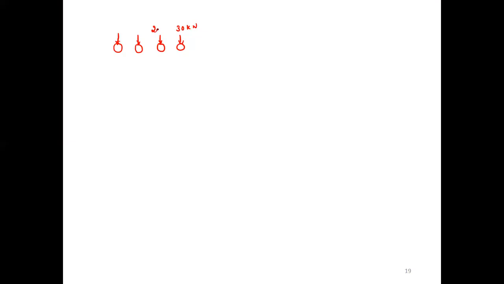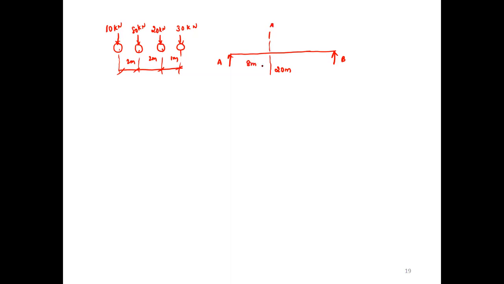30 kilonewton, 20 kilonewton, 80 kilonewton, 10 kilonewton, with spacings 2 meter, 2 meter, 1 meter. In between, it is a fixed spacing. And this is the given beam AB of 20 meters, and I am also giving the section X at 8 meters.